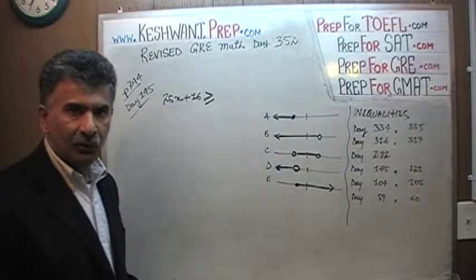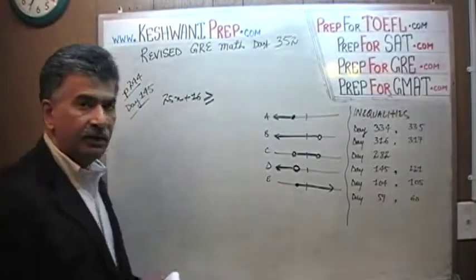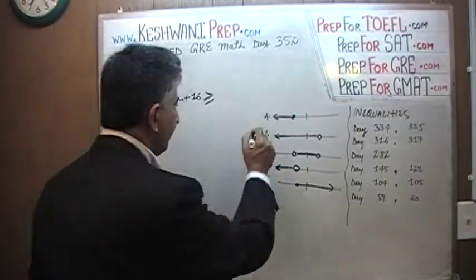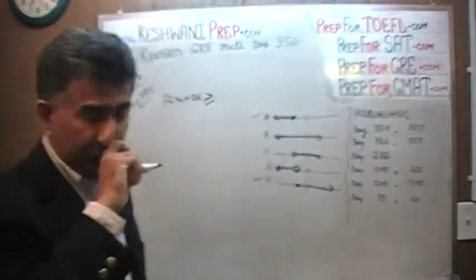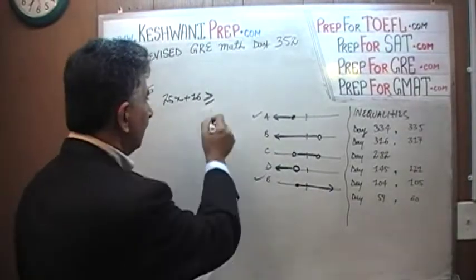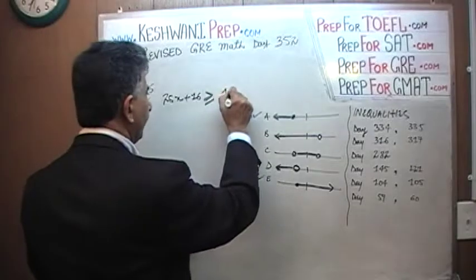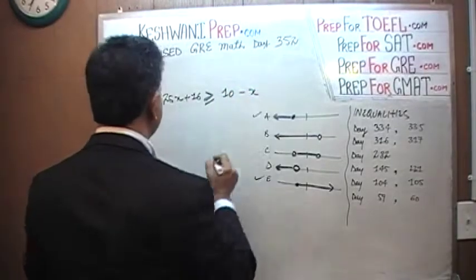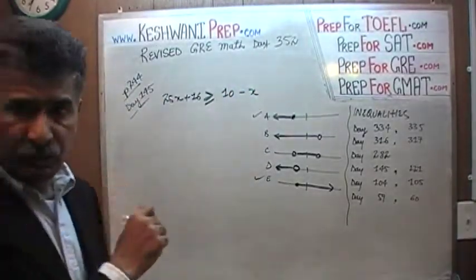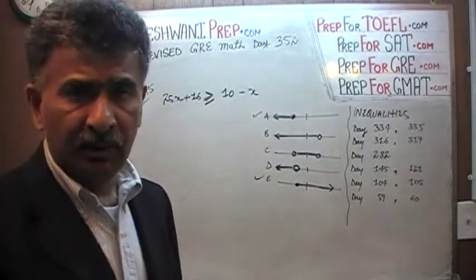Without doing any work at all, from how the answer choices are presented here, we can immediately tell that the answer is going to be either A or E. Those are the only two answer choices with the closed circle. So this says greater than or equal to 10 minus x. Bring all the x's on the left hand side, bring the constant on the other side.